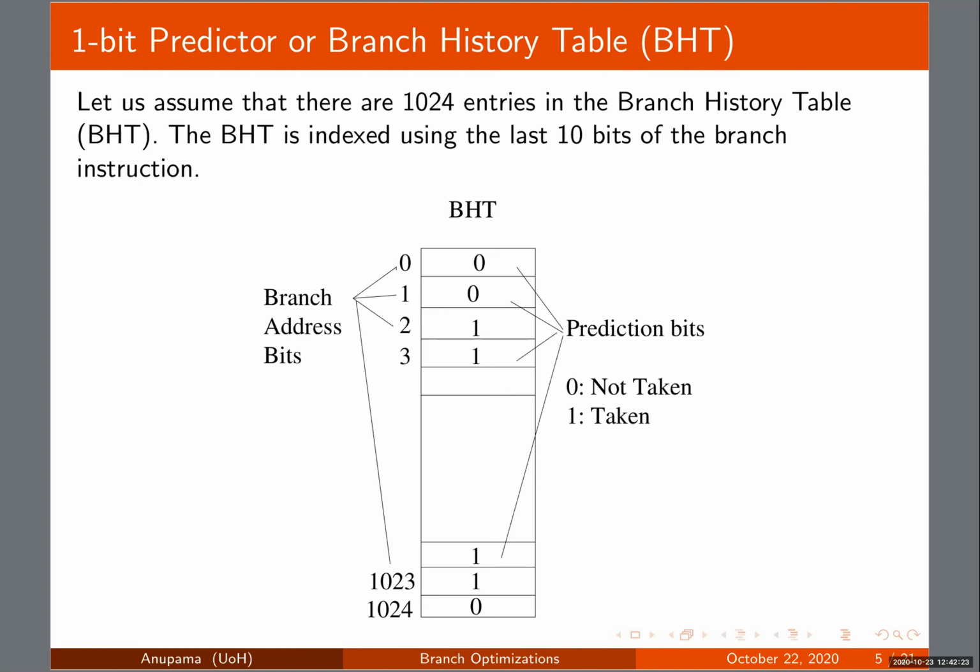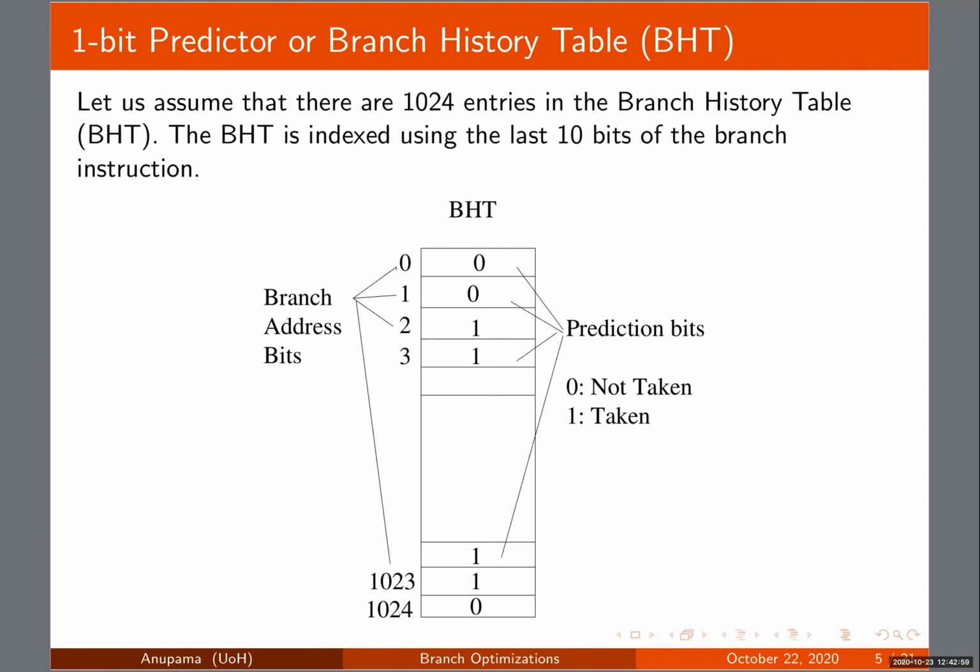So you need 10 bits to address, to index into the particular location, so you pick up 10 bits of the branch address. Normally, because instructions are 4-byte aligned quantities, the last 2 bits will be 0, so those are ignored, and from the third bit onwards, 10 bits are taken. If you have 1024 entries in your branch history table, you use those bits together to index into this table.